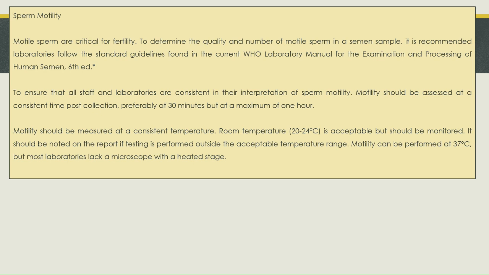Motility should be assessed at a consistent time post-collection, preferably at 30 minutes, but at a maximum of 1 hour. Motility should be measured at a consistent temperature. Room temperature, 20 to 24 degrees Celsius, is acceptable but should be monitored. It should be noted on the report if testing is performed outside the acceptable temperature range. Motility can be performed at 37 degrees Celsius, but most laboratories lack a microscope with a heated stage.